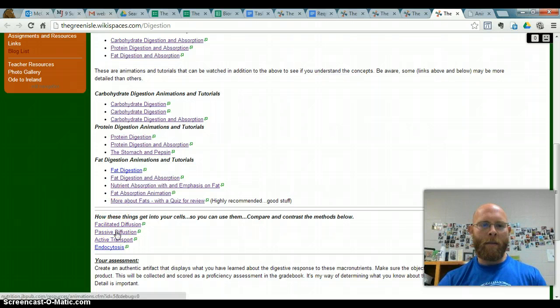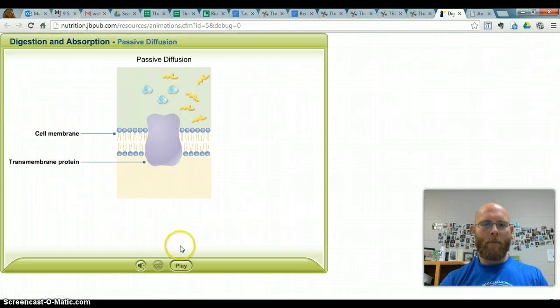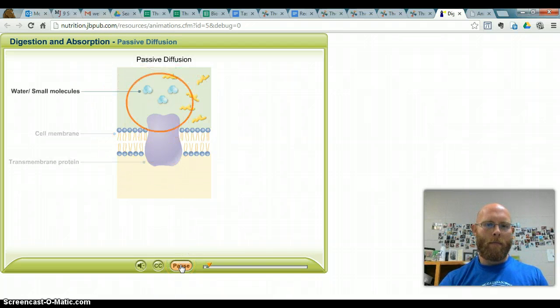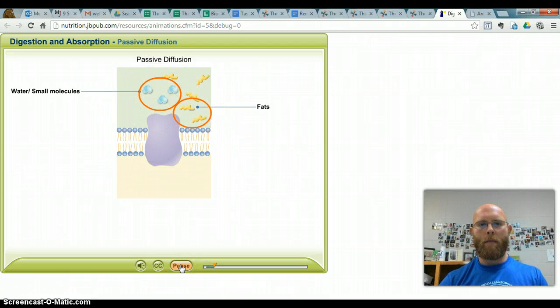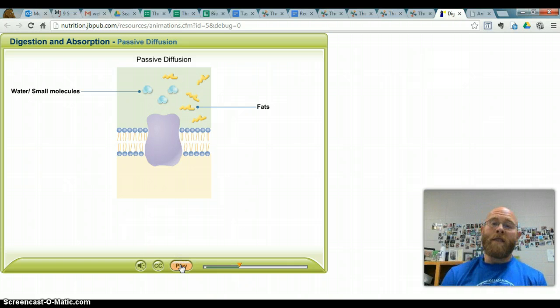First one, let's look at passive diffusion. Water, fats, fat-soluble vitamins, and small molecules such as oxygen, carbon dioxide, and alcohol move easily across cell membranes. Okay, just mentioned several things that can move across the membrane requiring no energy. So anytime you see this tag word passive, they're talking about it does not need energy at all whatsoever.